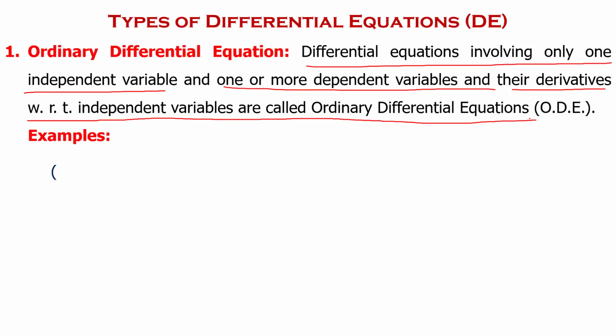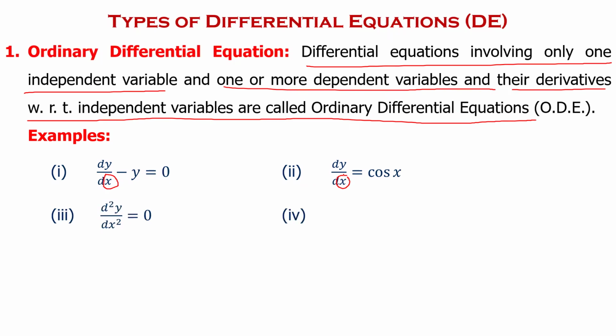Let us see, for example. Example number one, dy/dx minus y equal to 0. Here x is the only independent variable. Here also x is the independent variable. In the third example, d2y/dx square equal to 0, x is the only independent variable. Fourth example, (2x minus y) dx plus (y minus x) dy. Here also x is the only independent variable.